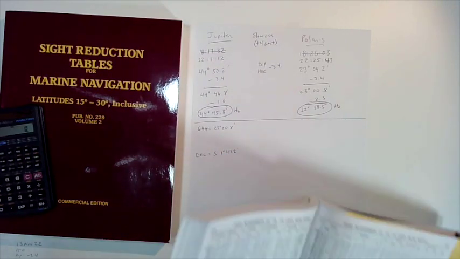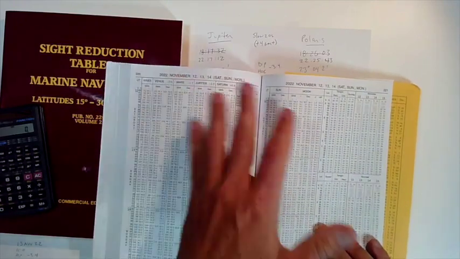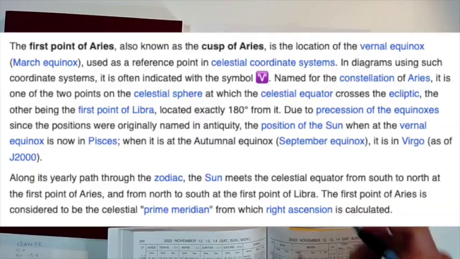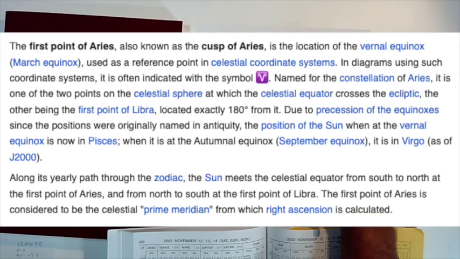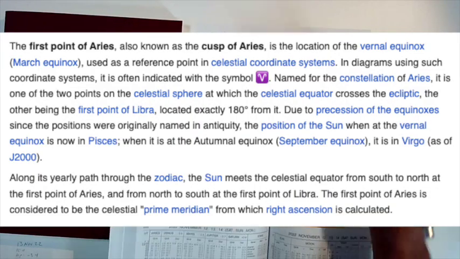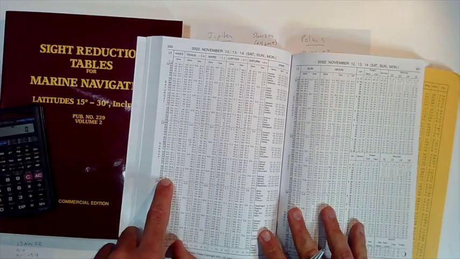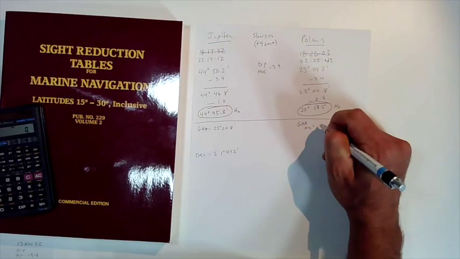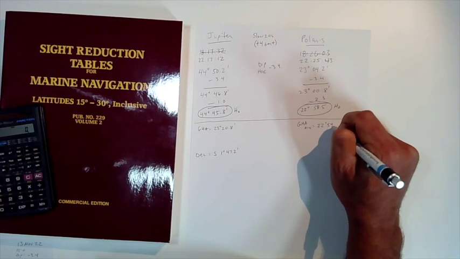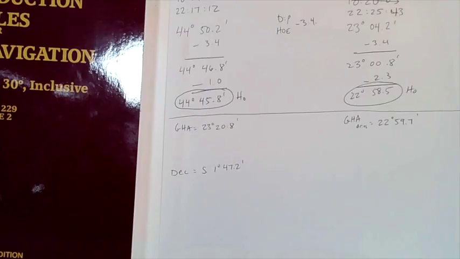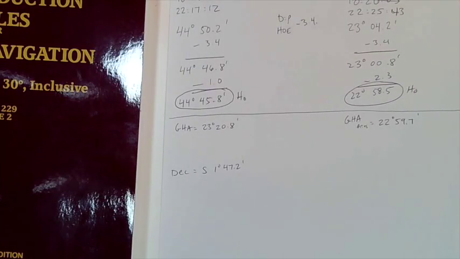All right, we'll do the same thing for Polaris while we're here. However, Polaris is a little different. We need to use Aries for this one. So the GHA of Aries on the 13th at 2200 is 22 degrees 59.7 minutes. And we don't care about declination for Polaris. So we can zoom in there and get our situation going for where we're at.